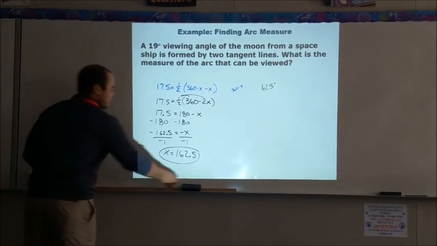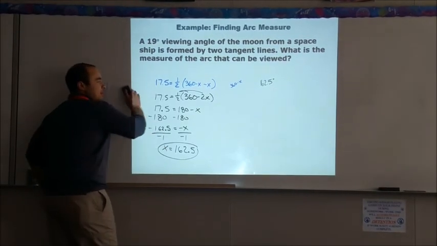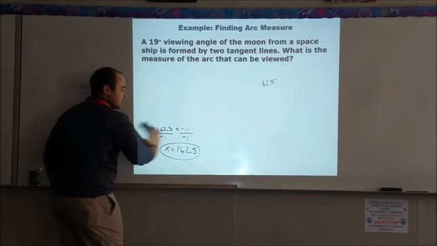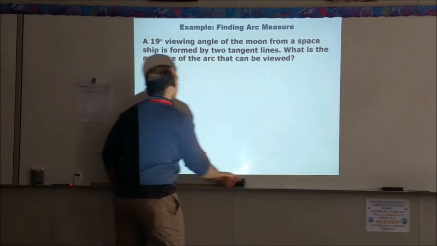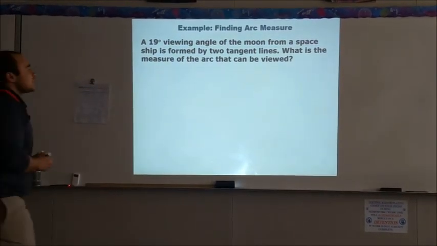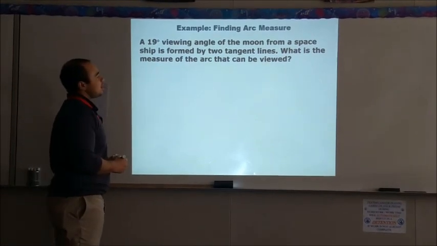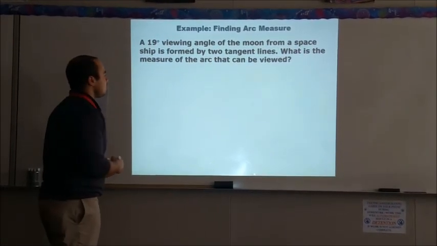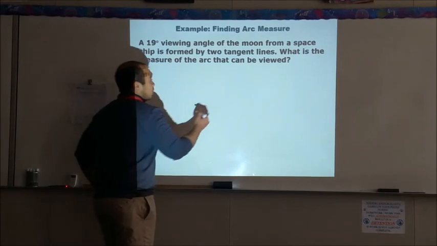Our sixth example, same type of problem. This time I don't have a diagram. I have to draw my diagram. So, a 19-degree viewing angle of the moon from a spaceship is formed by two tangent lines. What is the measure of the arc that can be viewed? So, we can draw this.